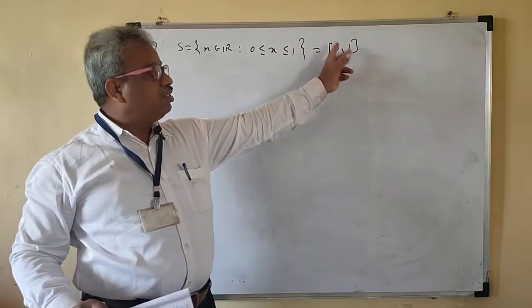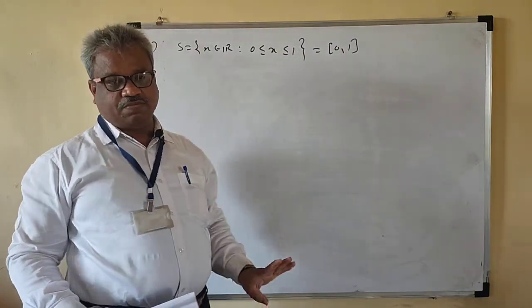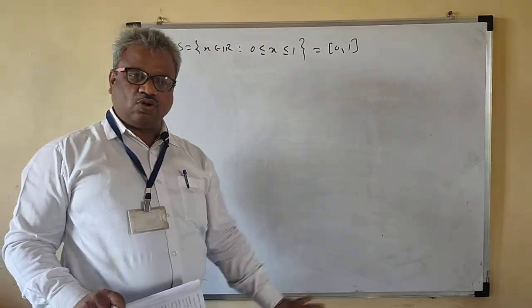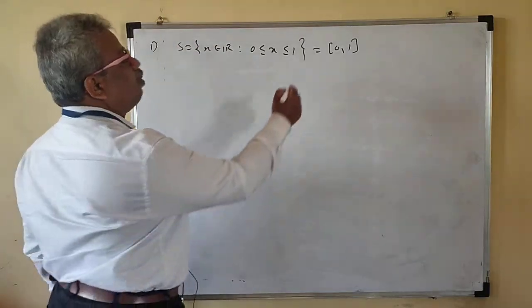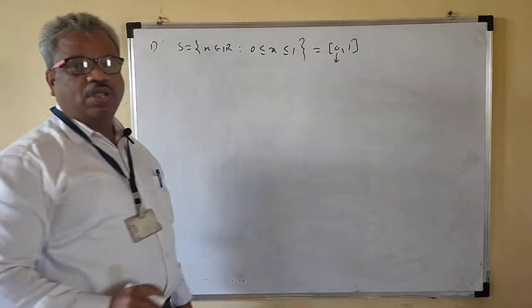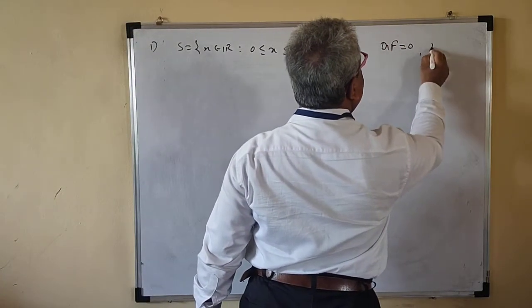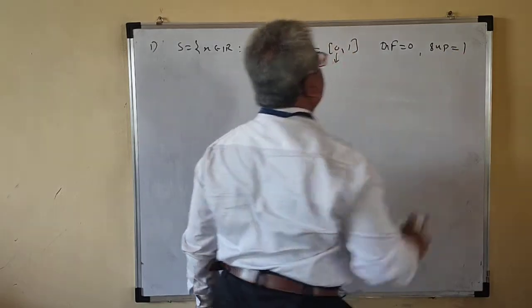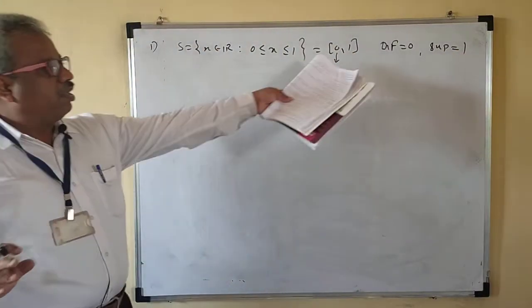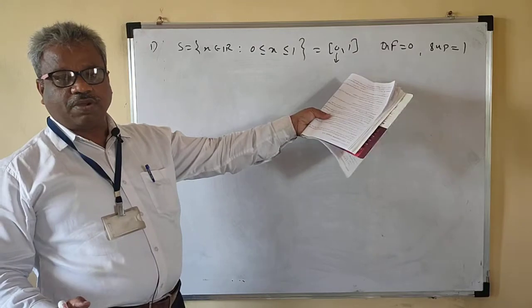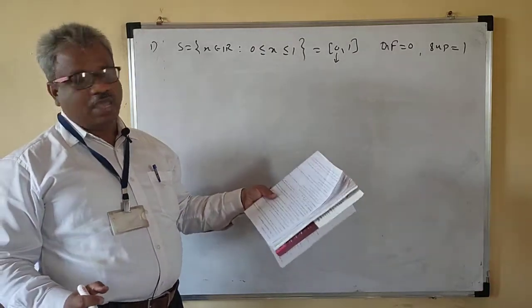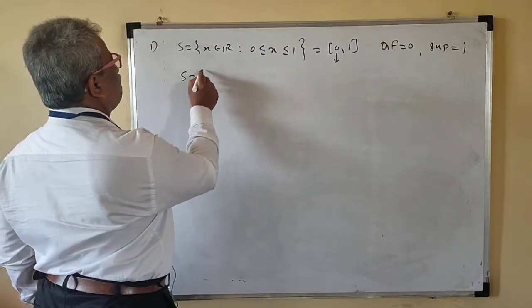Now this closed interval [0, 1] is always a bounded set. That means it has a lower bound and an upper bound. The lower bound that belongs to S will be the infimum. So your infimum is 0 and your supremum is 1. For an interval, the right hand side is the supremum and the left hand side is the infimum.